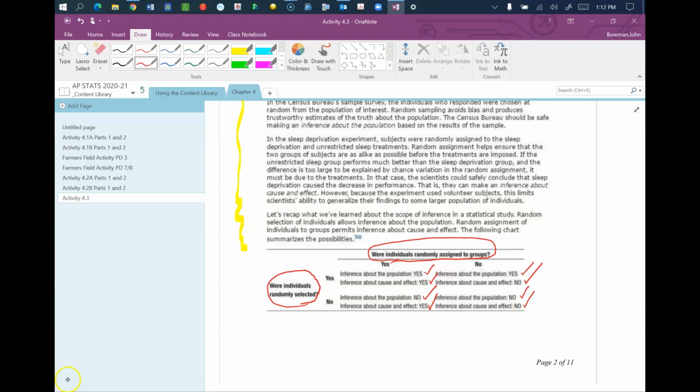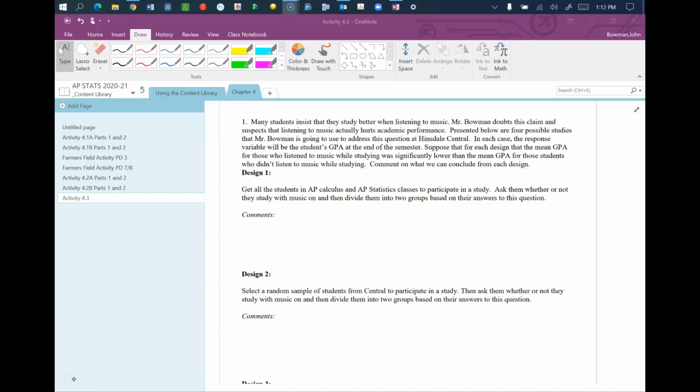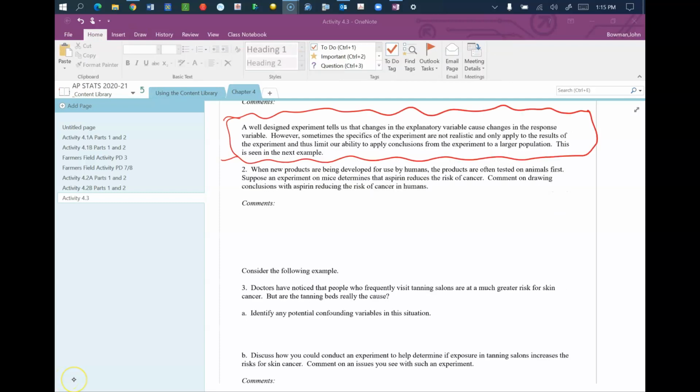So to make sure that you understand this idea, I would like you to read number 1 here, go through all 4 designs and determine what kind of inferences can be made. Can inferences be made about the population? Can inferences be made establishing cause and effect? Pause the video now, do that, and then check your answers below in OneNote. If you have any questions on those 4 designs, make sure that you ask about those during class.